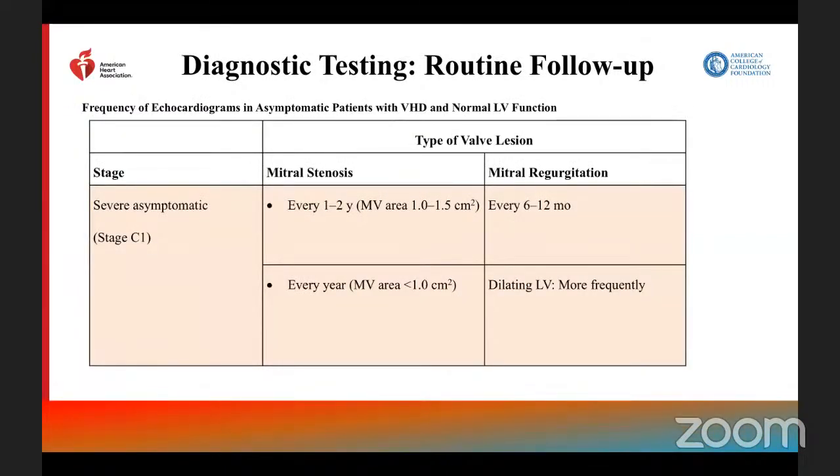For stage C1, severe asymptomatic MS, follow-up is usually every 1 to 2 years when the mitral valve area is 1 to 1.5, and every year when the mitral valve area is less than 1. For MR, every 6 to 12 months for stage C1, severe asymptomatic MR. And when we have a dilated LV, we will require more frequent echocardiogram follow-up.